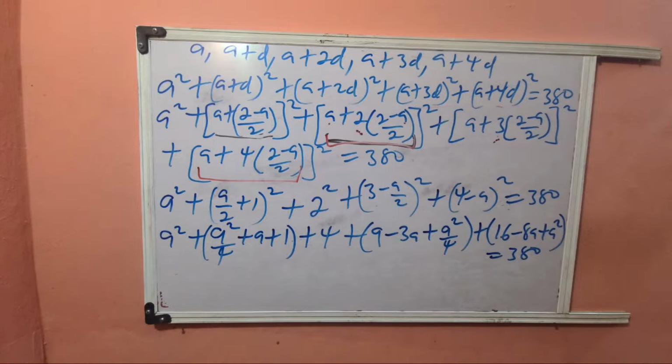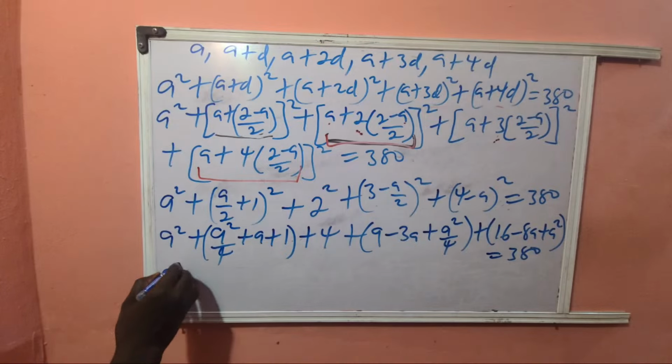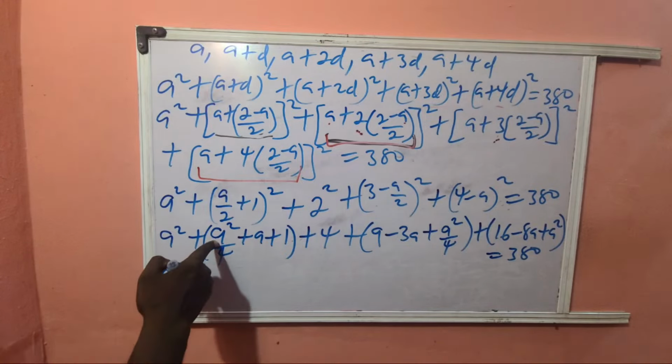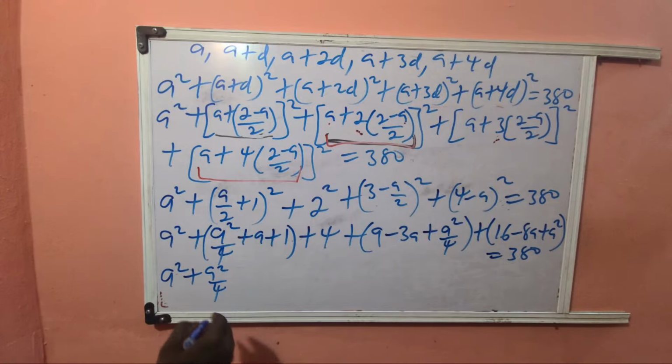So this is what I'm going to do. Everywhere I see a square, I'm going to just group them somewhere. And everywhere I see a, I group them somewhere. Everywhere I see a constant term, I group them somewhere. That makes my work easier. So this is a square here. I put a square here. I can see another a square over 4. I bring it also, a square over 4.